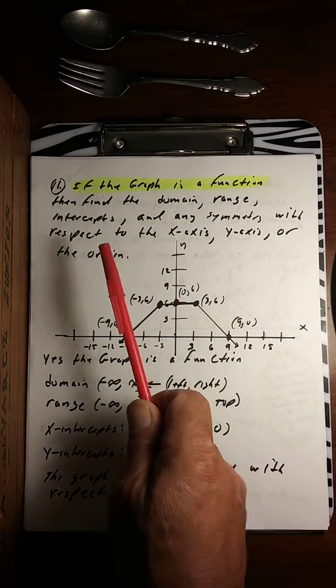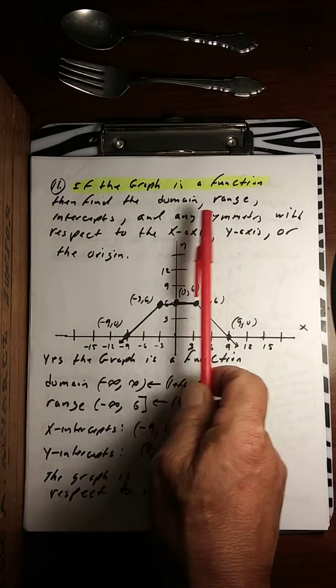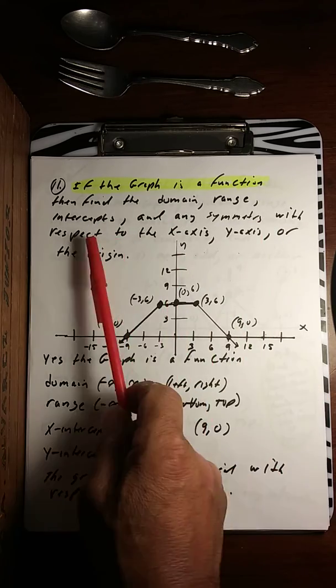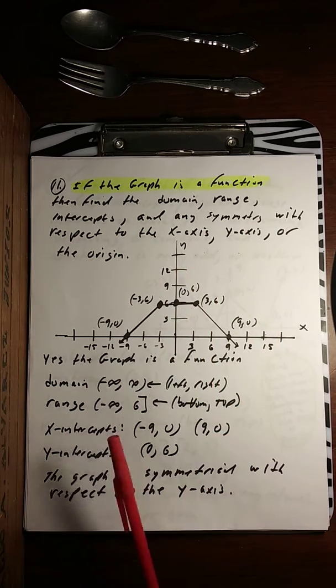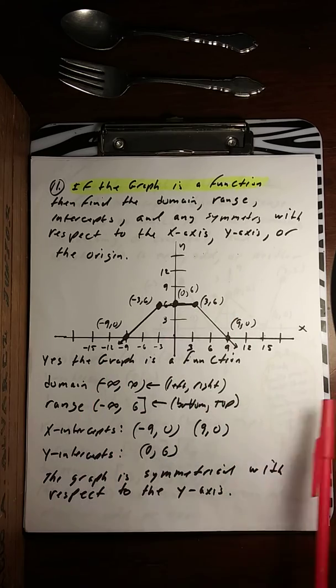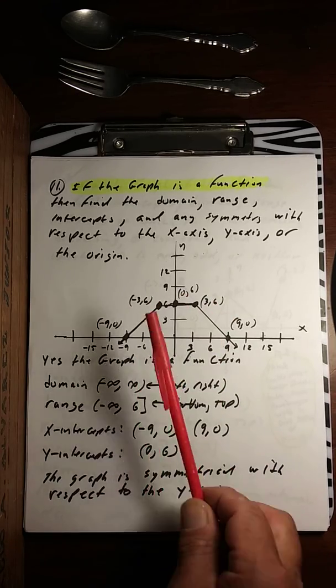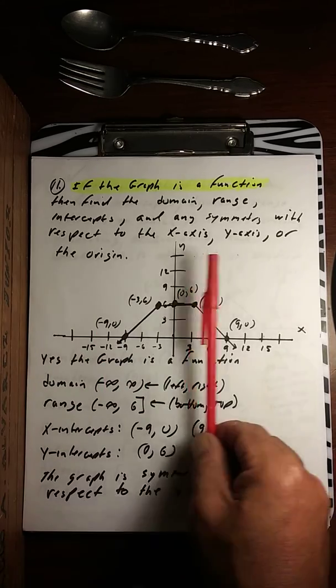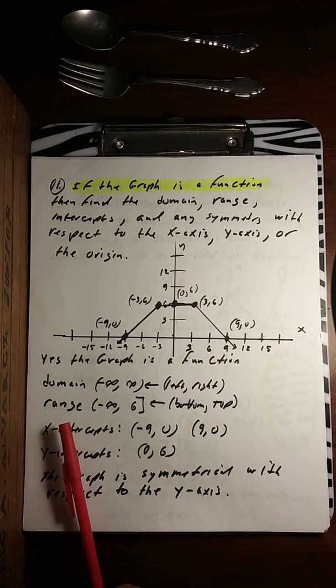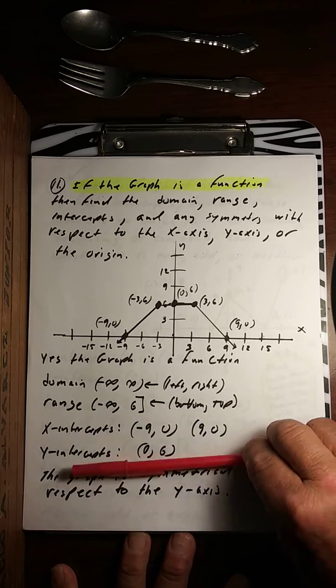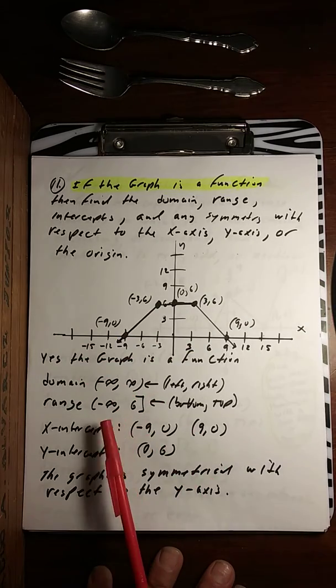Points on the graph. This says, if the graph is a function, then find the domain, range, intercepts, and its symmetry with respect to the x-axis, y-axis, origin. So there's our graph, and it goes like this. Yes, this is a function because everything hits it once. Domain from -infinity to infinity, because this graph just keeps going left and right. Range from the bottom is -infinity to, it stops right there, so -infinity to 6.